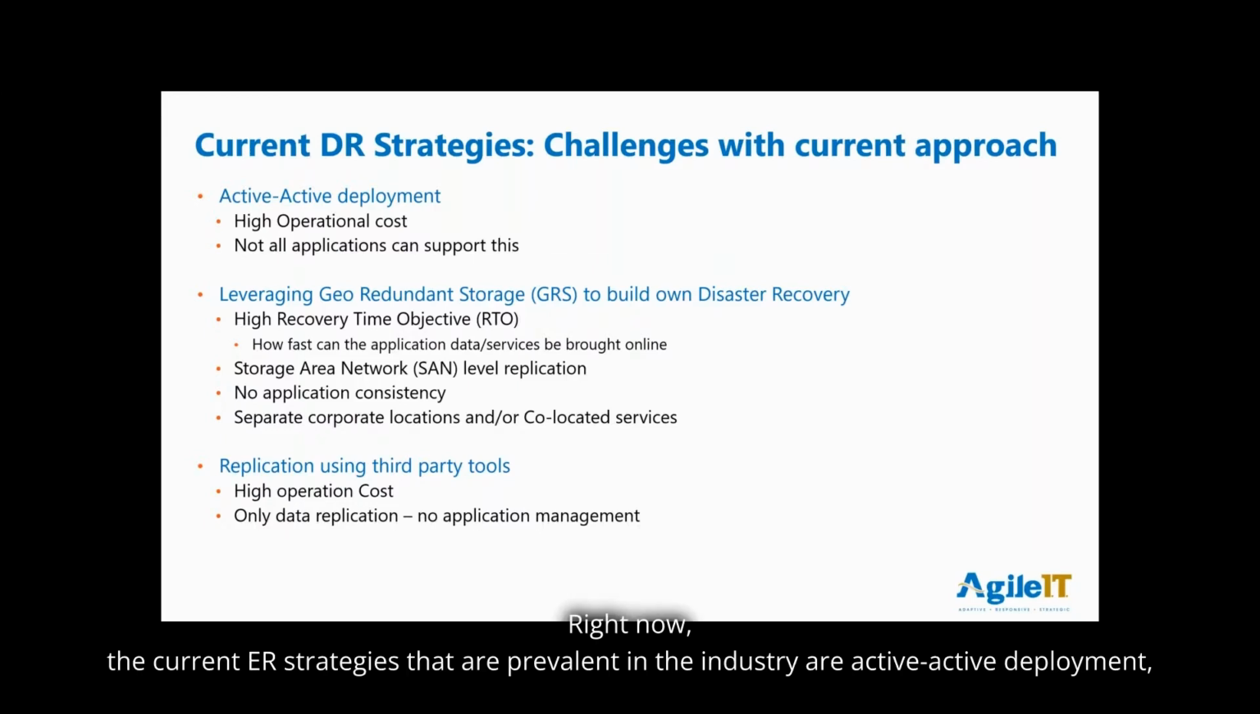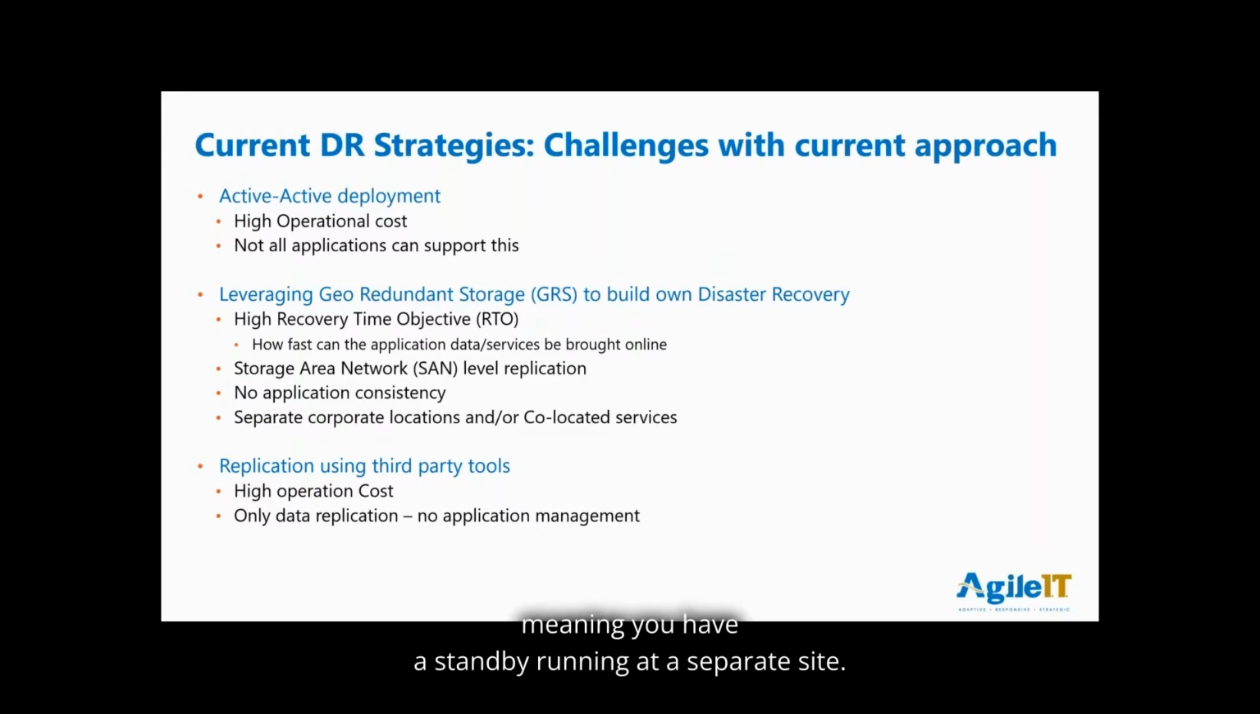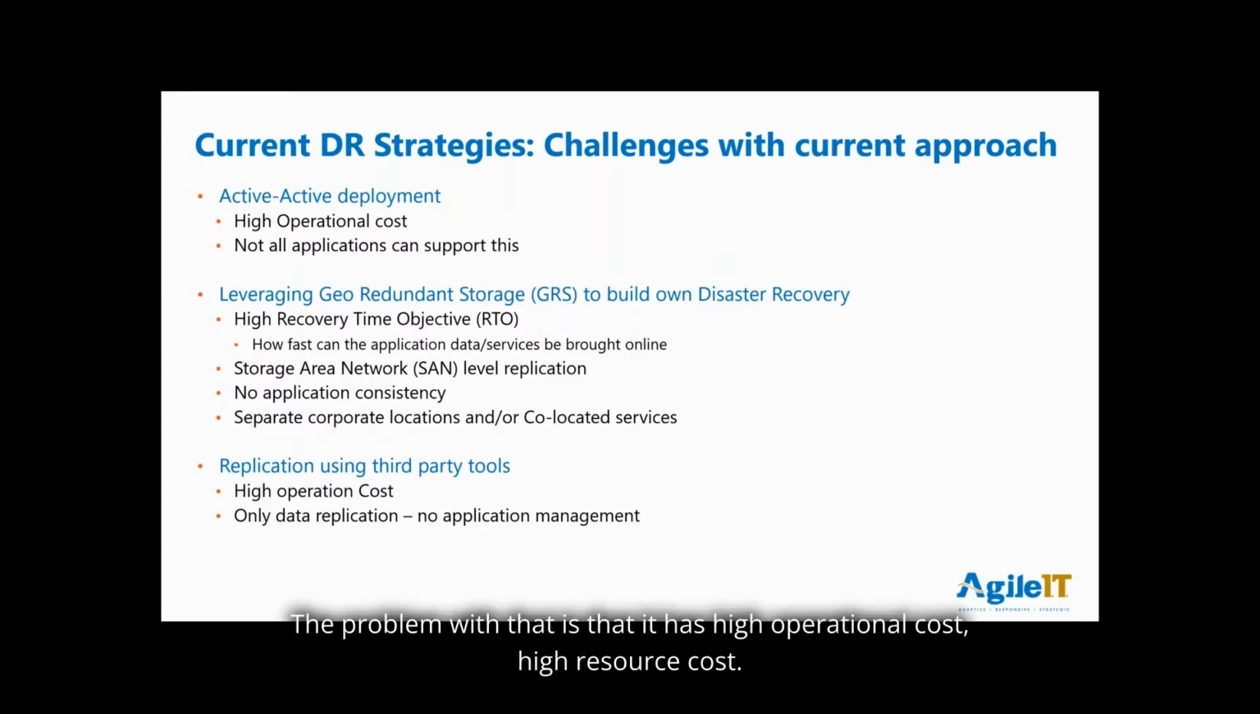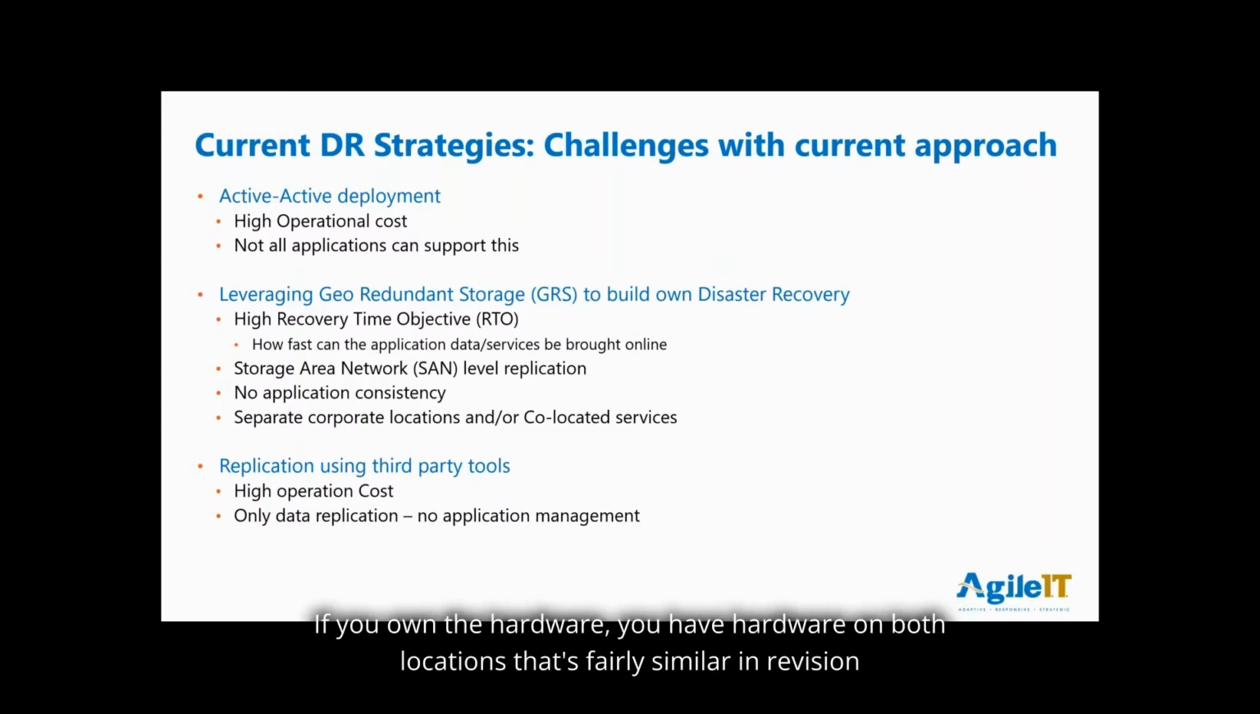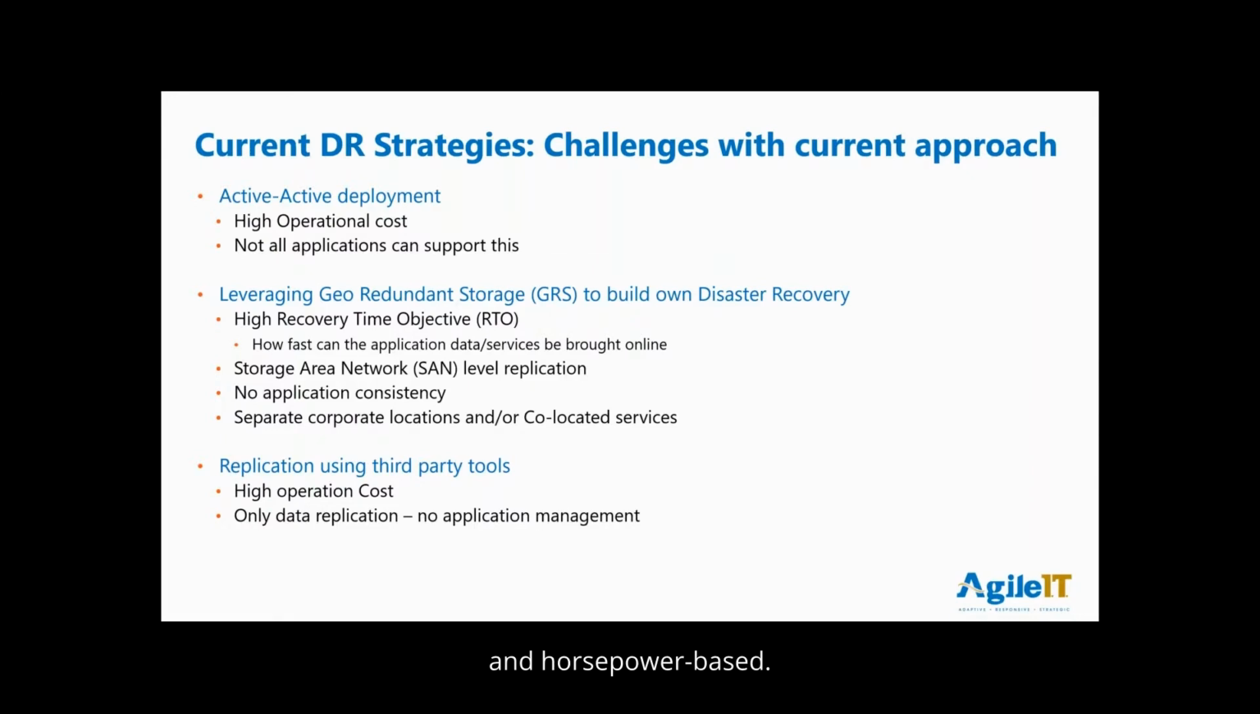Right now, the current DR strategies that are prevalent in the industry are active deployment, meaning you have a standby running at a separate site. It's usually either at a hosted data center, a corporate data center, a colo, or up in the cloud, and you're just moving data back and forth. That's fine. The problem with that is that it has high operational cost, high resource cost. If you own the hardware, you have hardware on both locations that's fairly similar in revision and horsepower.